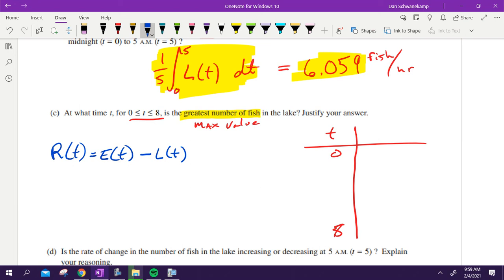What do I do with a rate to find critical points? We set it equal to 0. You score a point on this question if you write E of t minus L of t equals 0. You need to write that down on this problem. So E of t minus L of t is equal to 0. That's going to score me a point. I want to know when that's equal to 0.